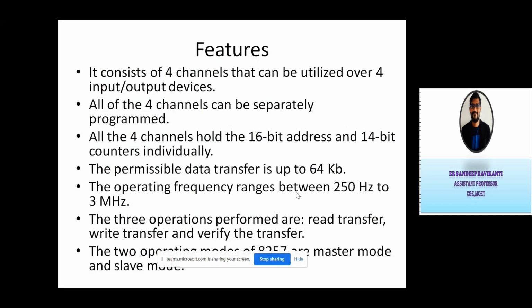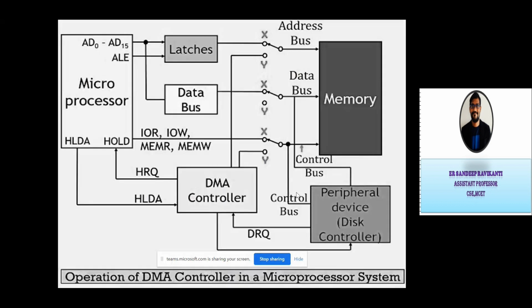So the three operations that are performed by each and every channel are the read transfer, write transfer, and the verify transfer. And we can operate this DMA controller in two modes of operation, that is master mode and slave mode. So these are the typical features of the DMA controller, which is designed by Intel Corp and is used for performing high-speed data transmission with the help of the 4 channels which are programmed accordingly. And we'll see basically how a DMA controller works, or the operation of a DMA controller.